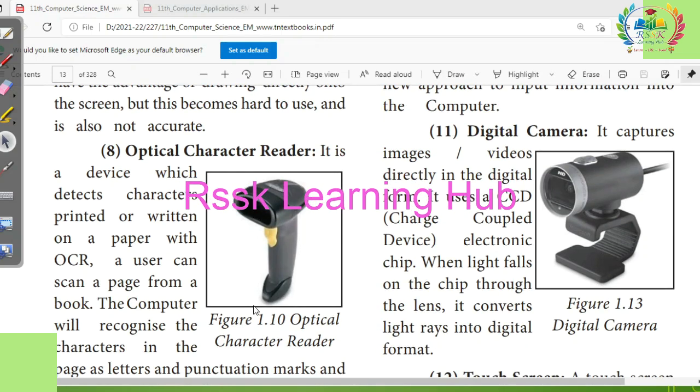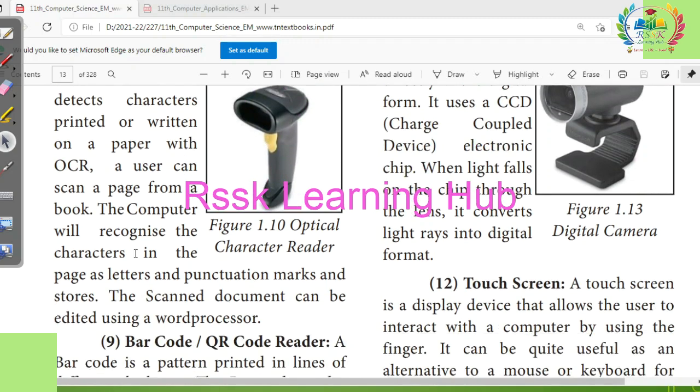Next one, optical character reader. It is a device to detect printed characters. That is OCR, no? Optical character reader. It scans the page of a book, and recognizes the characters in the pages, letters and punctuation marks, and stores them like that. So that is the main use of this optical character reader.